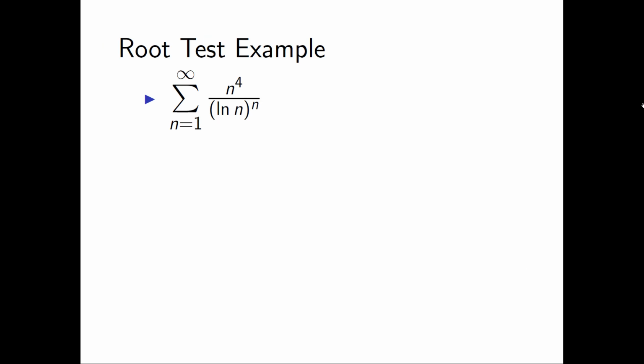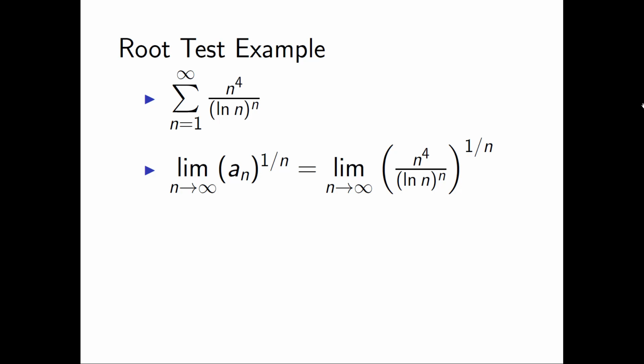If we take a quick example of this, and as I say, we do have something to a power n here, so that's a clue that we might use the root test. We'll dive straight in, and we'll take the limit as n goes to infinity of the terms to the power 1 over n. So just plug the term in here, n to the 4 over natural log of n, all to the n. Again, we have to simplify.